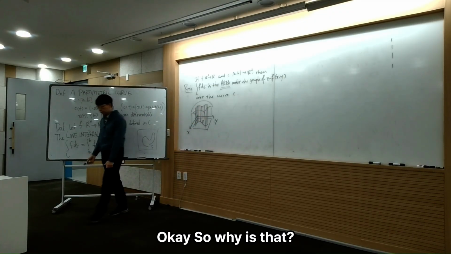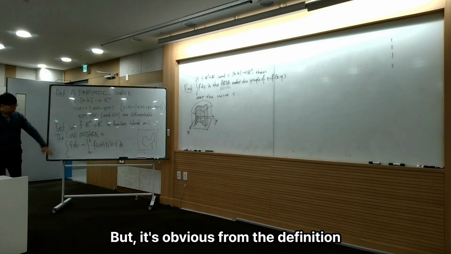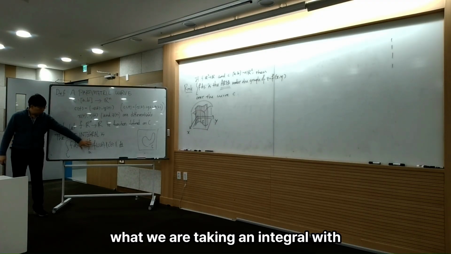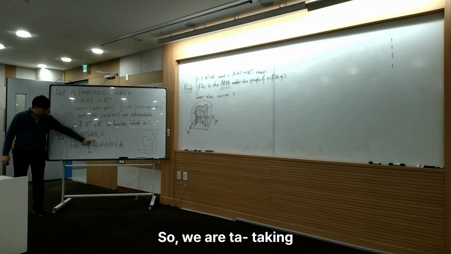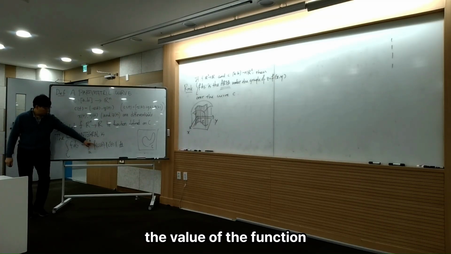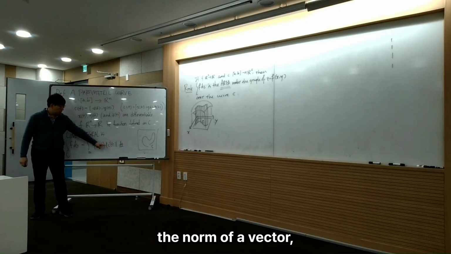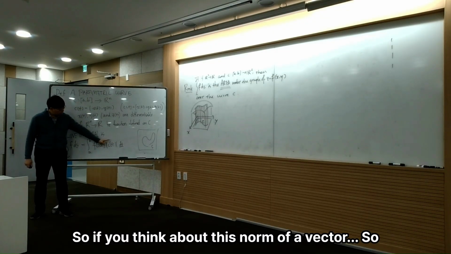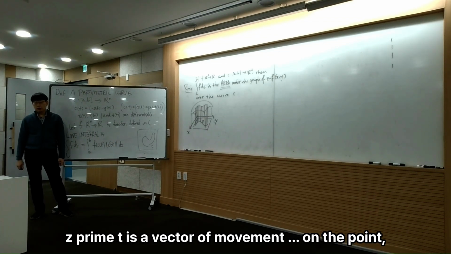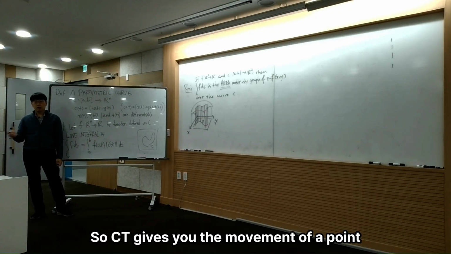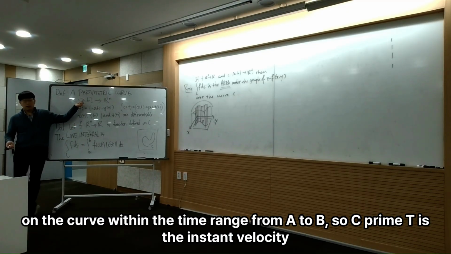Okay. So why is that? It's obvious from the definition. So what we are taking an integral with: we are taking the value of the function and multiplying it with the norm of a vector, and multiplying with dt. If you think about this norm, c prime t is a vector of movement on the point on the curve. So c of t gives you the movement of a point on the curve within the time range from a to b.